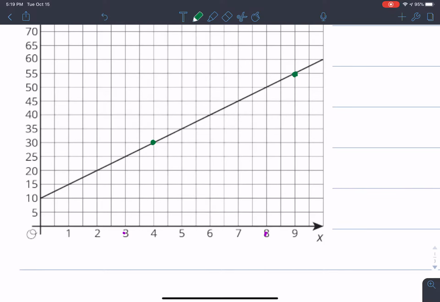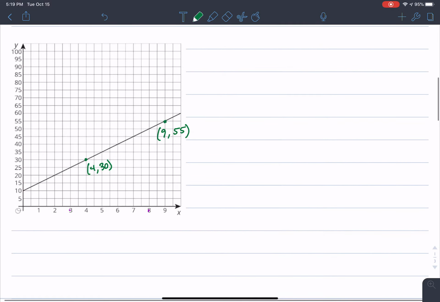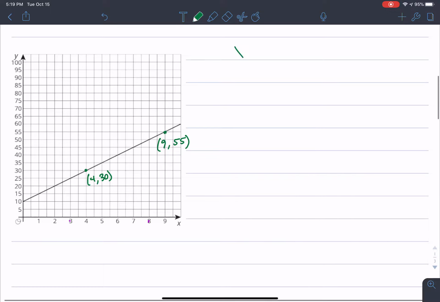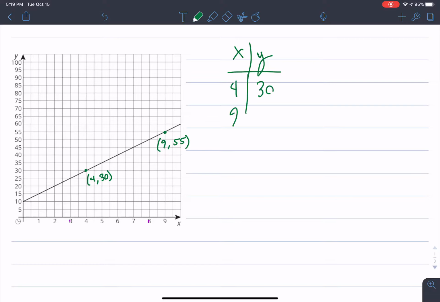4, 30. So I'm going to label this 4, 30. And I'll label this other one 9, 55. I take that information, make a graph, because they save lives. Make a table. We plug in our coordinates 4, 30 and 9, 55. I'm going fast. My handwriting is messy.